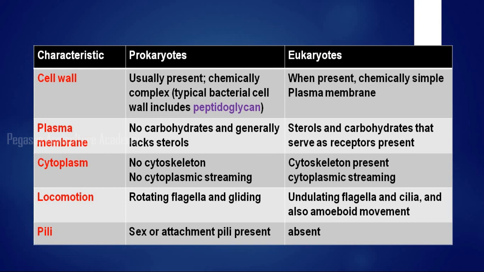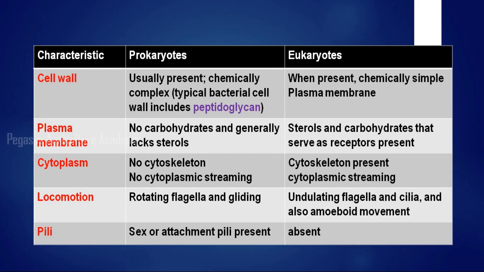The difference between this cell wall and the cell structures, everything related to bacteria and microorganisms, we will see in our next videos. And in case of eukaryotes, if the cell wall is present, it will be very simple, and it is just the normal plasma membrane.